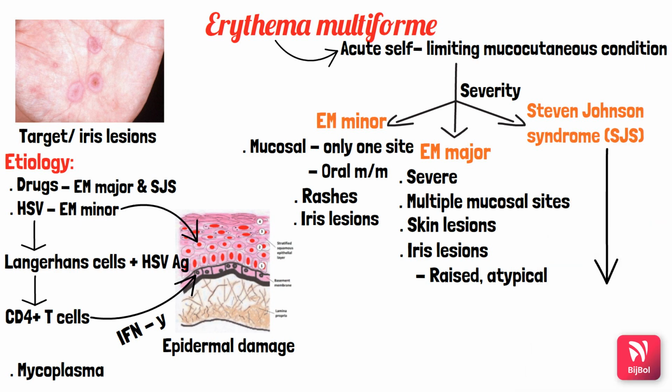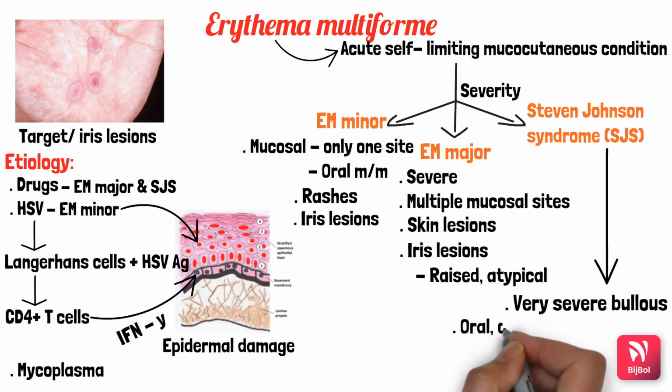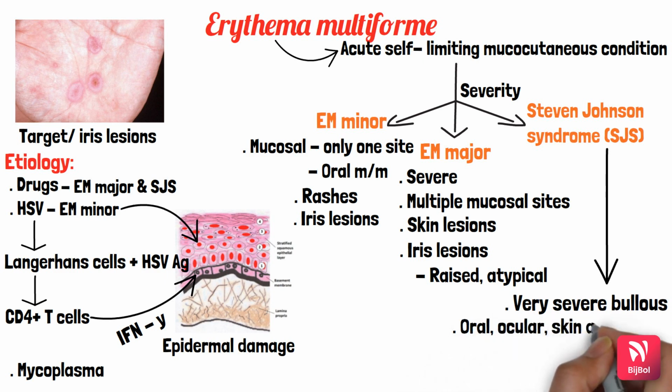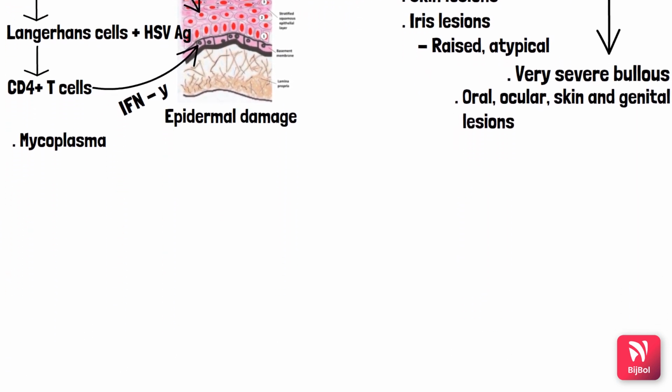Whereas Stevens-Johnson syndrome is a very severe form, wherein we see numerous vesicles as well as bullae involving oral, ocular, skin as well as genital lesions. So as it has varied manifestations, it is a syndrome, Stevens-Johnson syndrome.